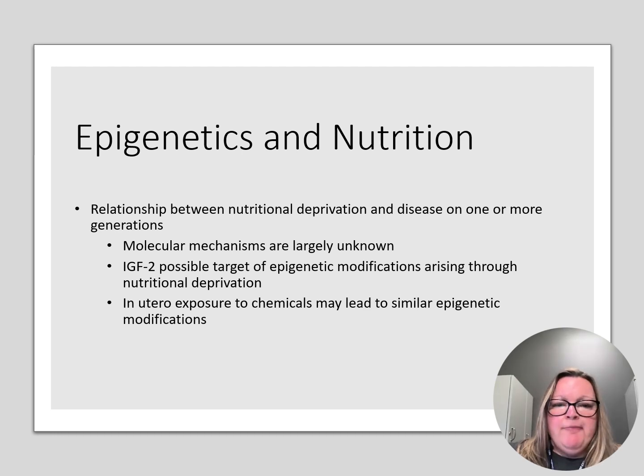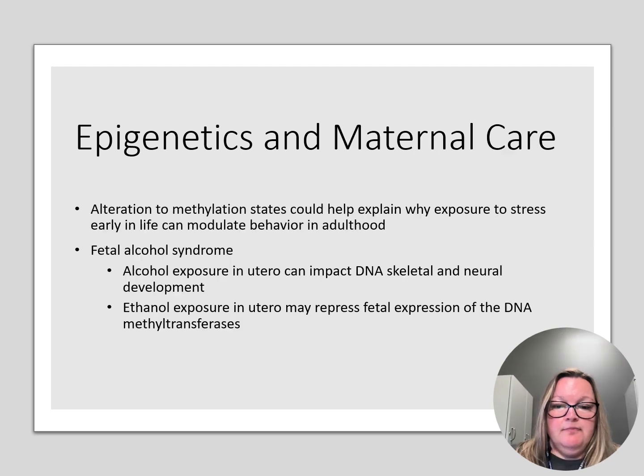But what we do know, and what you should know too, is that epigenetic modifications in utero related to nutrition deprivation can lead to higher incidences of diabetes, obesity, and cardiovascular disease. It makes sense then that maternal care as a whole can affect epigenetics. Fetal alcohol syndrome is an example of this. When there is alcohol or ethanol exposure in utero, it can impact DNA with our skeletal and our neural development. It may repress fetal expression of certain DNA. In other words, alcohol impairs neural stem cells becoming functional neurons.